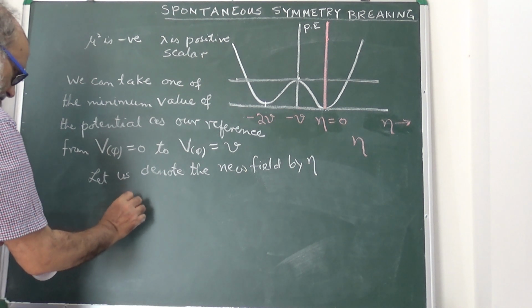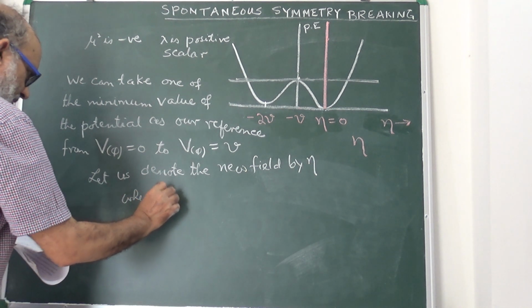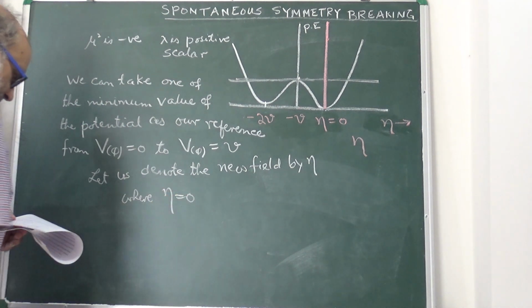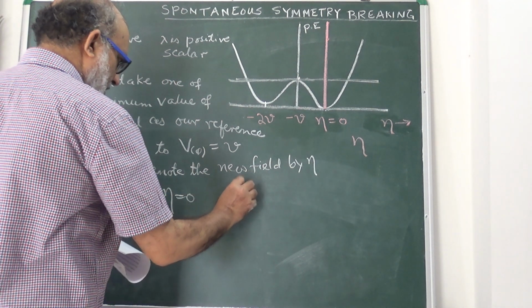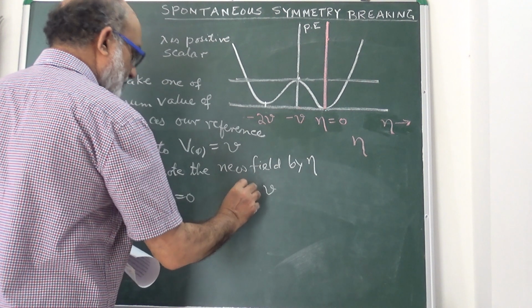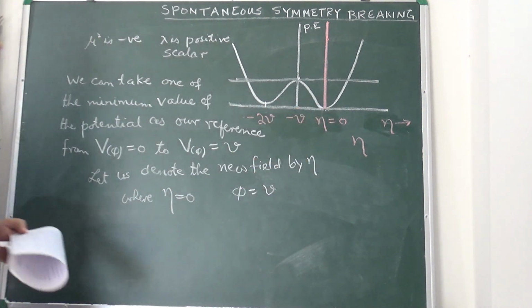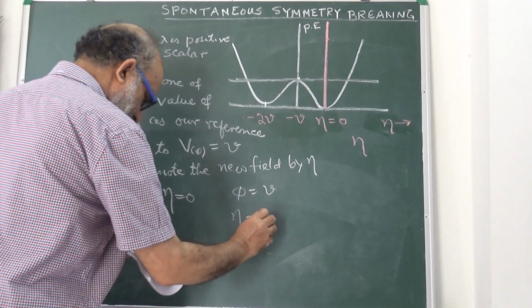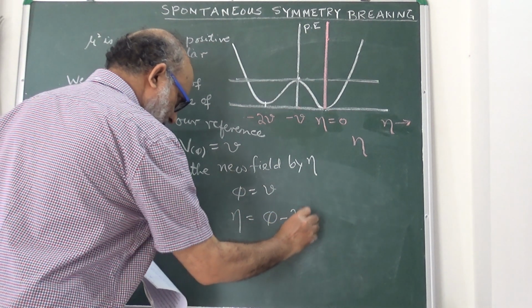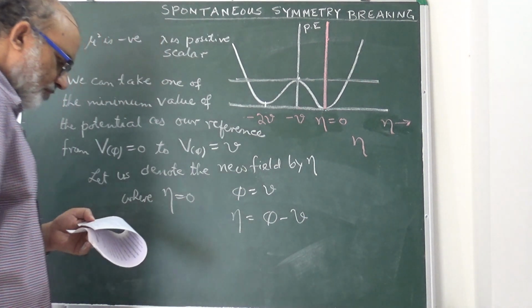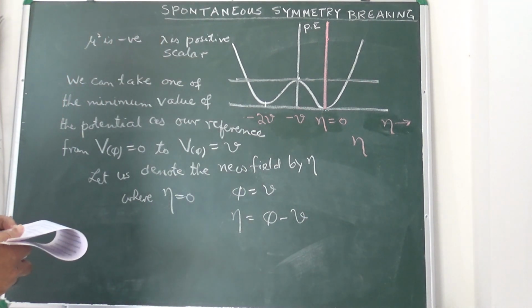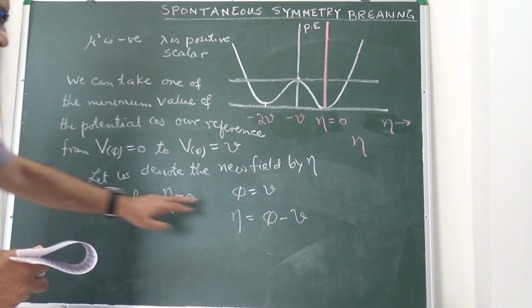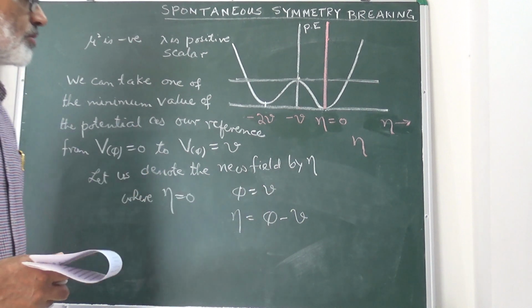So let us denote the new field by eta, where eta is 0, phi was v here. So eta is phi minus v. Eta will be 0 when phi will be equal to v.